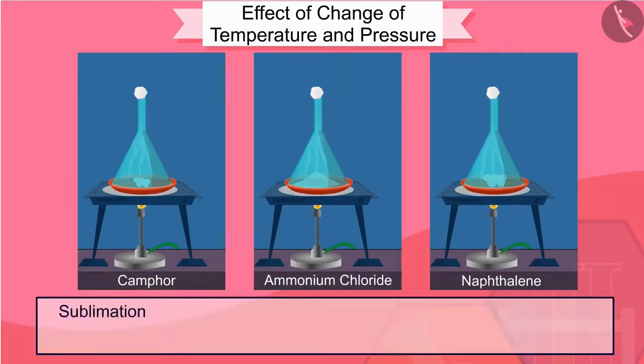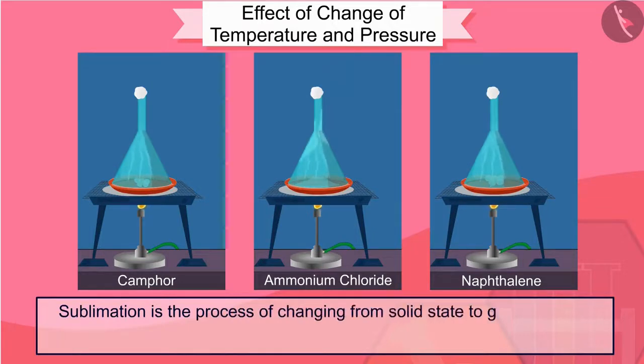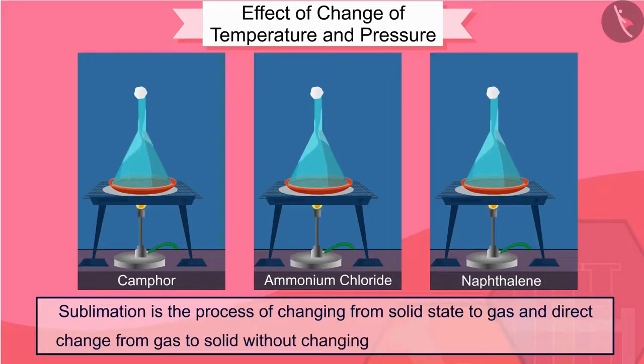Sublimation is the process of changing from solid state to gas, and direct change from gas to solid without changing into liquid is called deposition.